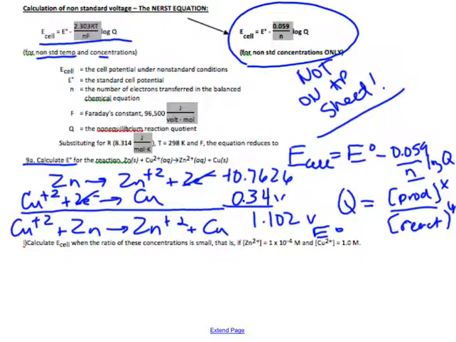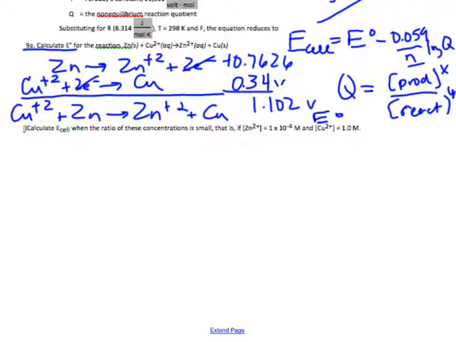So looking at this next problem, it says, calculate the E cell when the ratio of these concentrations is small. That is, if Zn plus 2 is 1 times 10 to the negative fourth and the copper is 1. What were the concentrations when E naught was in existence? Everything was 1 molar. So really, we just changed the concentration of the zinc.